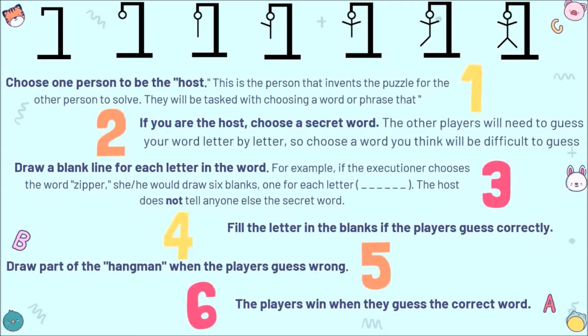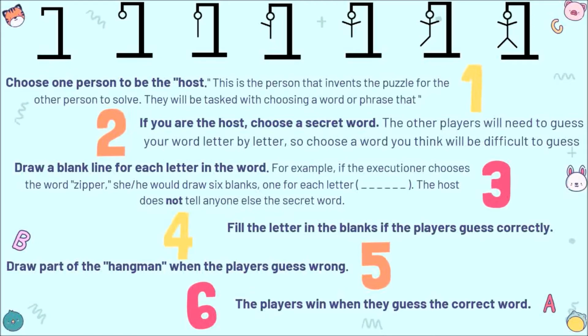The second, if you are the host, choose a secret word. The other player will need to guess your word letter by letter. So choose a word you think will be difficult to guess. Third, draw a blank line for each letter in the word. And the fourth, fill the letter in the blanks if the player guessed correctly.